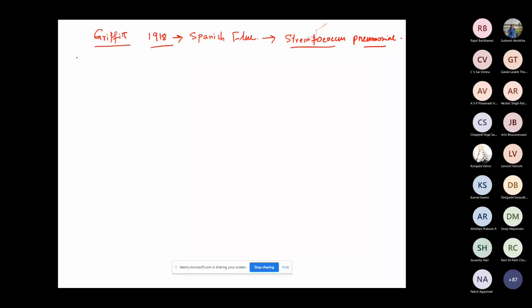So in 1928, Griffith actually did some experiment. You don't need to remember this name, nothing. But the experiment, you have to understand. That is very important.